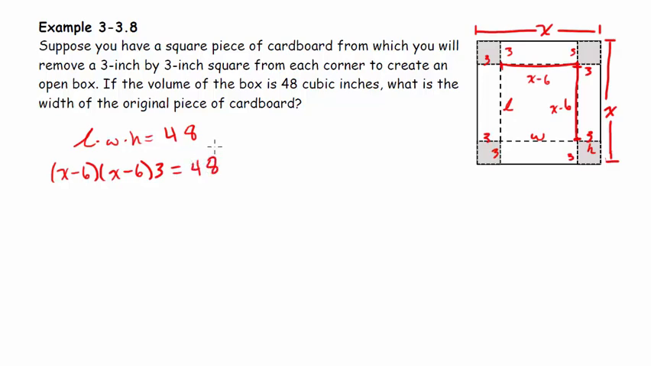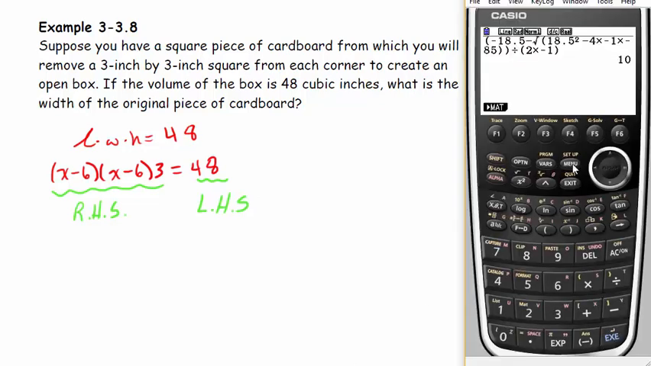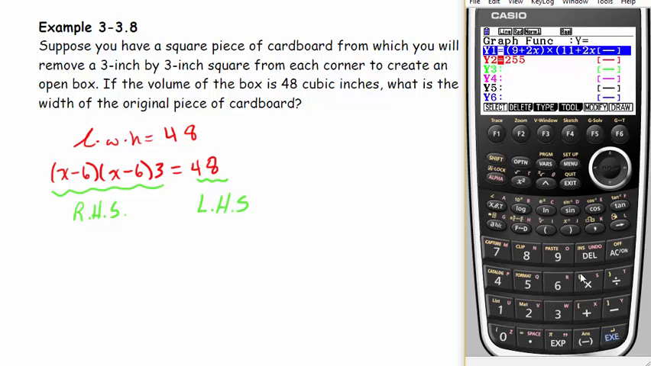Alright, now the advantage of using the calculator here is I don't need to worry about all this expanding and algebra stuff. I can put this just as it is. Let's use the graphical approach first, right? So maybe this is my right hand side of the equation, and then this is the left hand side. Alright, so let's see here. I'm going to go to my graph menu, and enter my right hand side in y1. Let's see here, x minus 6 times x minus 6 times 3, and then we get a left hand side is 48.